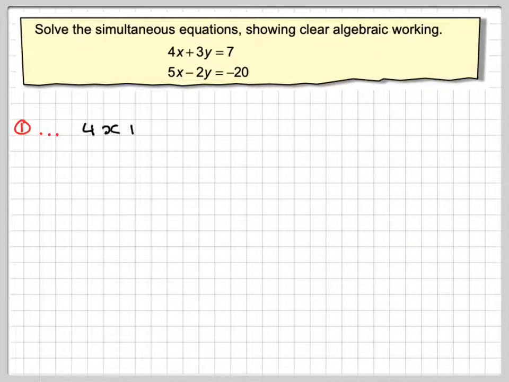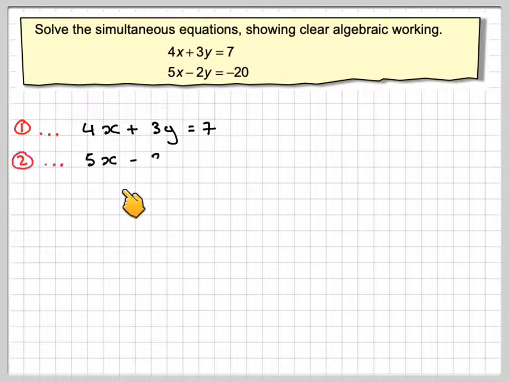So first of all, label them 1 and 2. So write out the first one, and then write out the second one. So either you can make the x's the same. You do that by multiplying the top one by 5 and the bottom one by 4. Or you go for making the y's the same, and you do that by multiplying the top one by 2 and the bottom one by 3. It is actually easier to make the y's the same in this question.